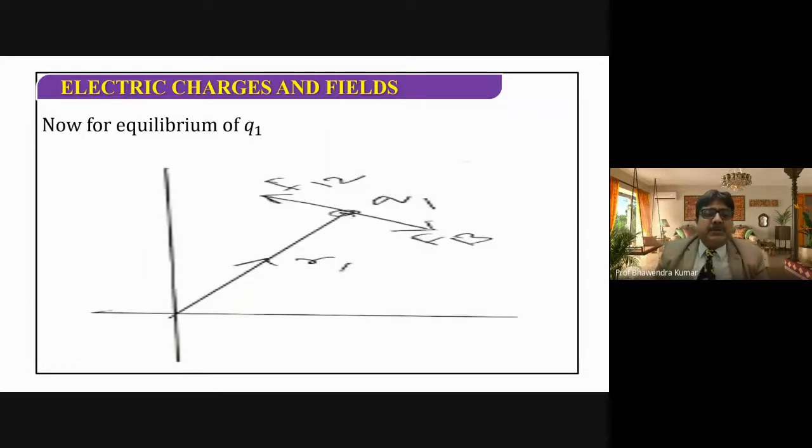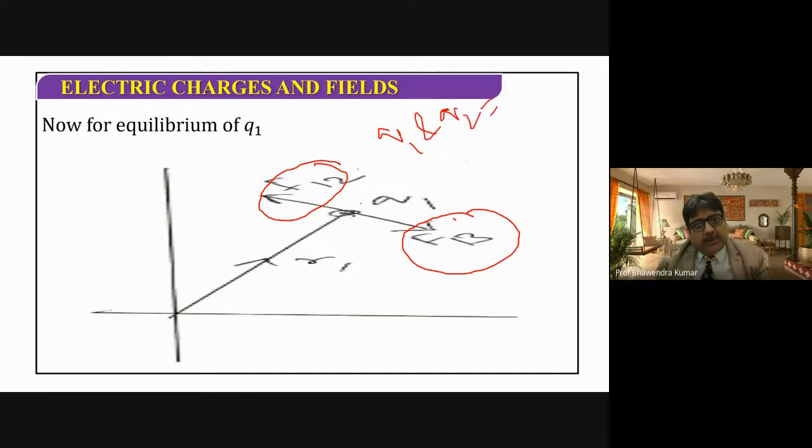For equilibrium of Q1, the situation will be like this. Q1 will be repelled by Q2 in this direction. It will be attracted by Q3 in this direction. The sum of these two forces will again be 0. In a similar manner, we have to write as we had written earlier. And in the question itself, we had specified that Q1 and Q2 are positive and Q3 is negative. So when we have to relate the value of Q3, it has to have a negative sign.